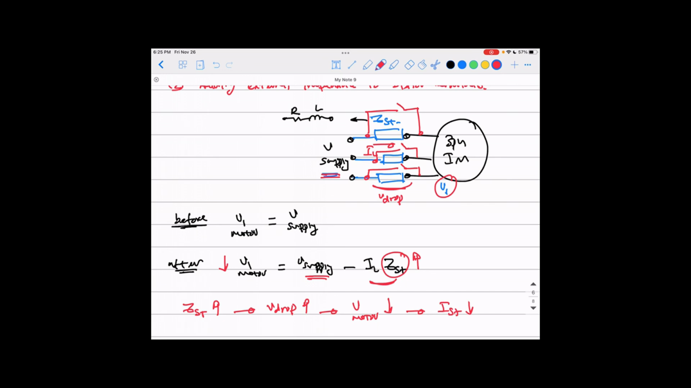After the starting passes, you need the voltage to go back up to the rated voltage. We don't need to keep it reduced all the time. We just need to reduce it at the starting period, and that's it. So after the starting period, you just close this switch, and now you have a short circuit in parallel with the impedance, so the impedance is out, and you're directly connecting the motor to the voltage.